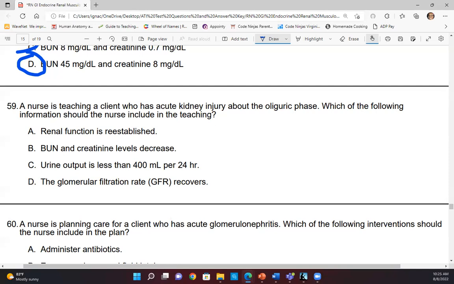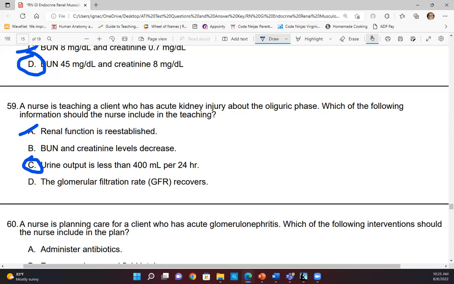All right, fantastic. I see the answer choice of C, and that is going to be correct. Okay, excellent. So let's talk about this question. The nurse is teaching a client who has acute kidney injury about the oliguric phase. So what should the nurse include? So what happens during this phase? Well, renal function is reestablished. Well, that's actually towards the end, right? The recovery phase. And we know that the recovery phase can take up to a year. So we cross that out.